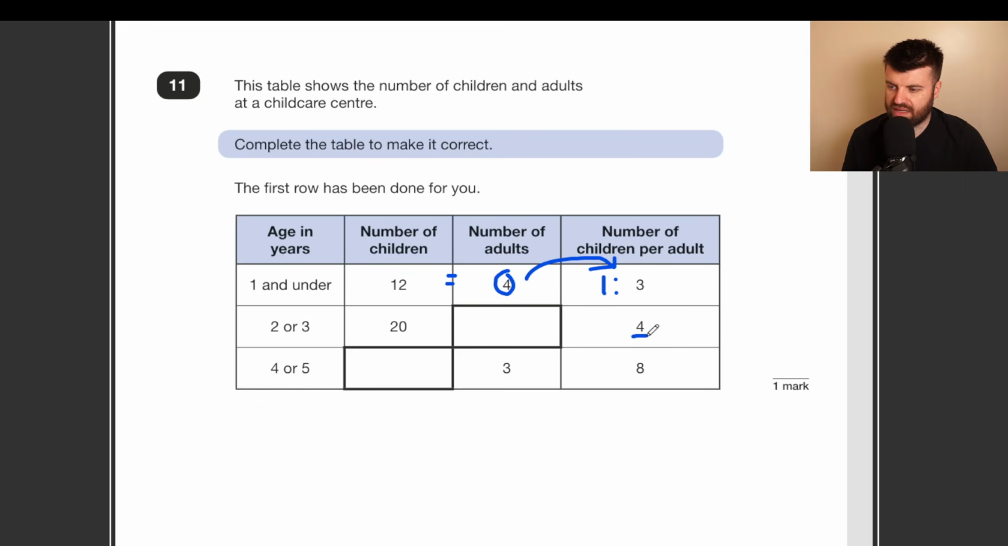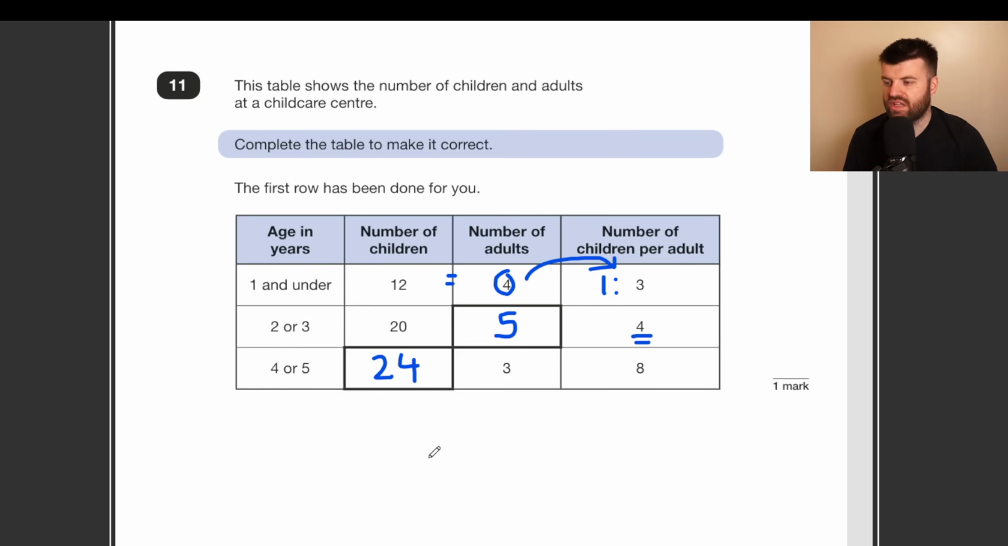Number of children per adult is 4. Well, if there are 20 children, we have to do 20 divided by 4. There must have been 5 adults. We can check again because for every adult, there are 4 children. 5 times 4 is 20, and it works. 3 adults, for every adult there are 8 children, so we do 3 times 8 and we end up with 24. Simple as that.